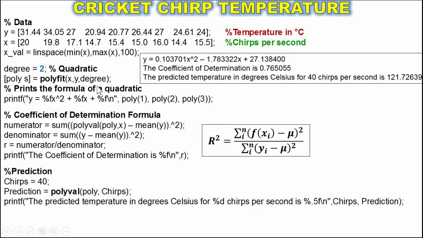It prints the formula of the quadratic function. The next commands compute and print the coefficient of determination r squared. Finally, using built-in function polyval, it predicts the temperature in degrees Celsius for 40 chirps per second and displays it on the command window.